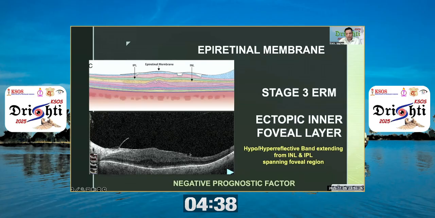That's when you have the formation of this ectopic inner foveal layer. It's basically nothing but a hyperreflective band which extends from the inner nuclear layer and inner plexiform layer, and it spans the foveal region. What this means is the fovea develops an additional layer. It's like a negative prognostic factor. If you operate at probably this stage, then the vision may not improve so significantly after surgery.